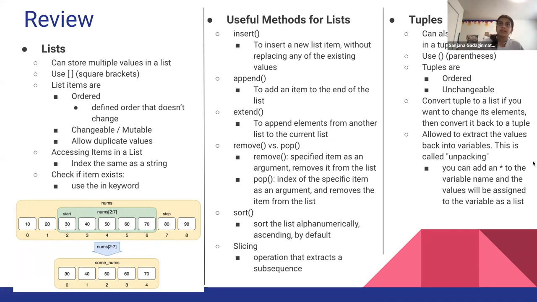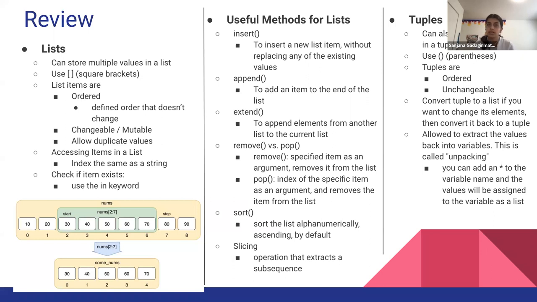We have the insert method. It inserts a new list item without replacing any of the existing values. Append is to add an item to the end of the list. Extend is to append elements from another list into the current list. And we have remove and pop. And remove is basically you have the specified item as the argument and it removes it from the list. And pop is where you have the index of that specific item and you remove that from the list.